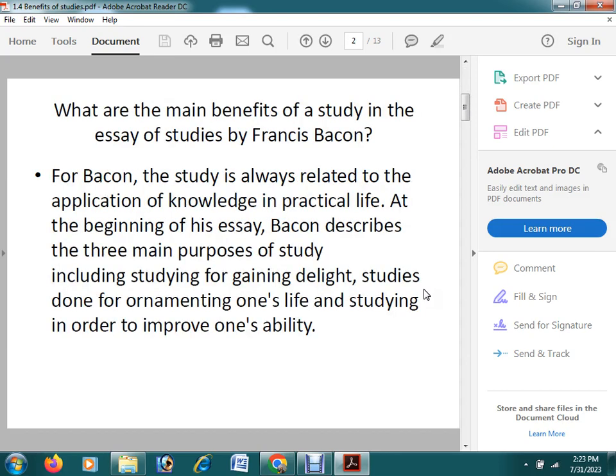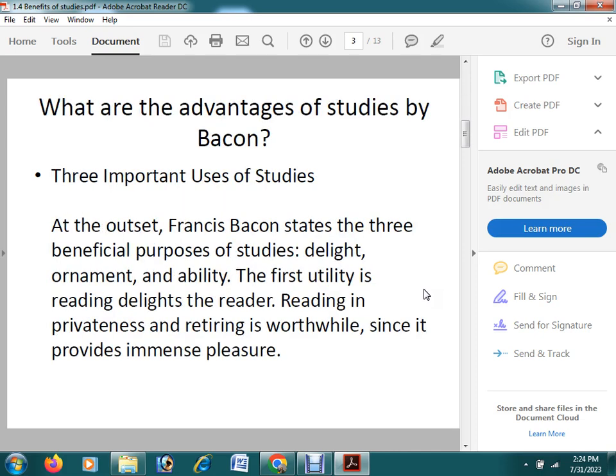The main benefit, Bacon says, is that study is always related to the application of knowledge in practical life. So if you study a thing, you can apply that learning or knowledge in your practical life. That is the important benefit of study. He also describes the three purposes we have told earlier, delight, ornament, and ability, and these abilities will be applied in one's actual, practical life.